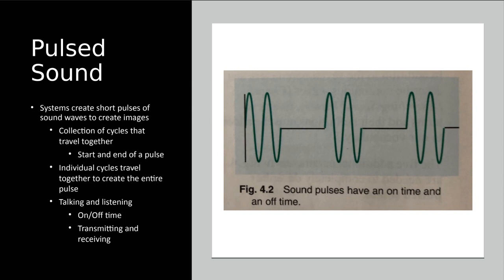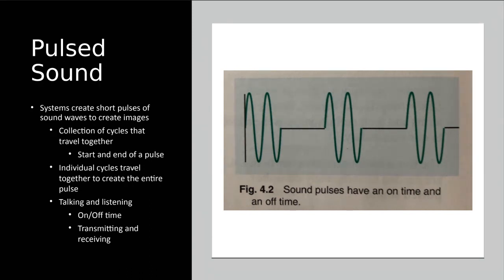So we have these individual cycles that are going to travel together to create that entire pulse. As we said, that could be 1 cycle, that could be multiple cycles, usually going to be multiple when we're talking about ultrasound. And then we're also taking into consideration the talking and the listening. So the talking is when our system is sending in that pulse, and listening is a brief period of time after that pulse has ended where we're not sending in a signal and we're waiting for reflections to come back to the transducer. So this is also known as our on and off time, or our transmitting and receiving time.